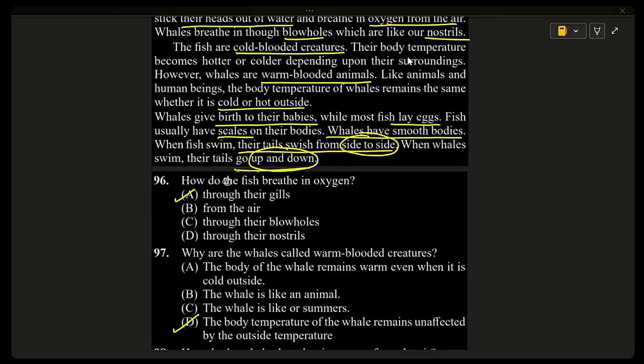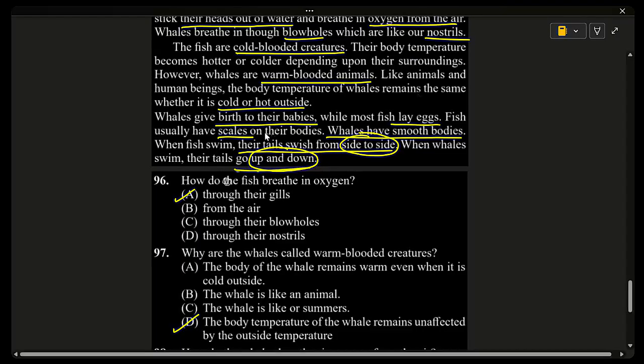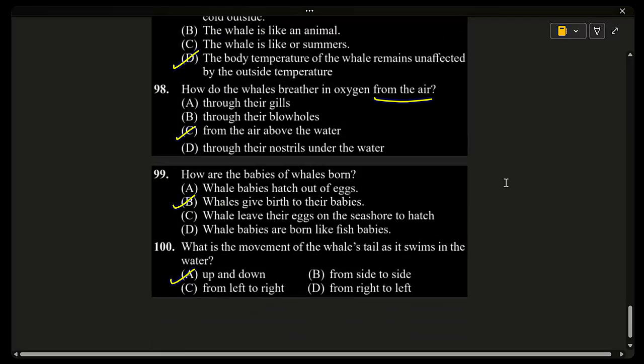Varshini, what is your doubt? Sir, can you explain the 98th question once again? The 98th one. Yes. How do the whales breathe in oxygen from the air?